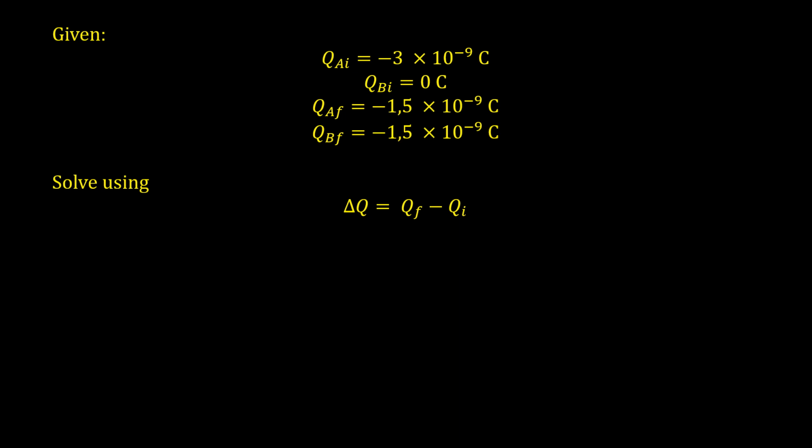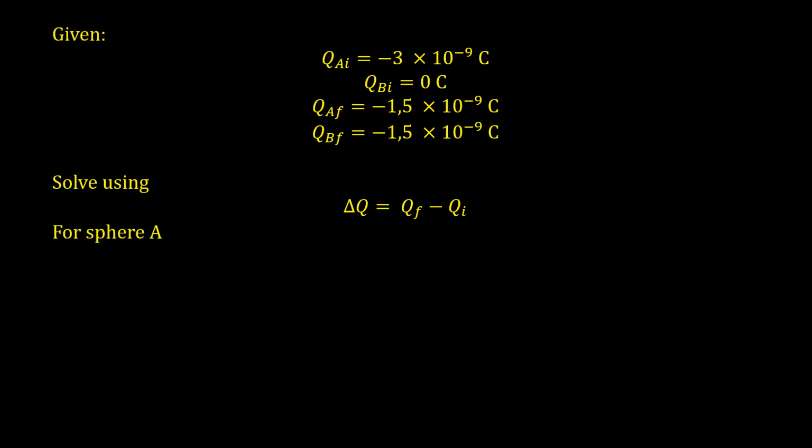The change in Q is going to be the final charge on a sphere, QF, minus the initial charge on a sphere, QI. So we need to take the difference between the final charge after touching, minus the initial charge before touching. I hope that makes sense. So we can do this process for either of those two spheres, sphere A or sphere B, and we will get the same answer, right?